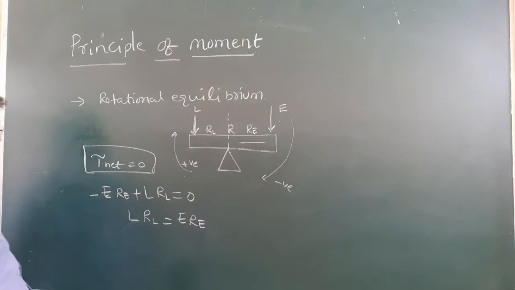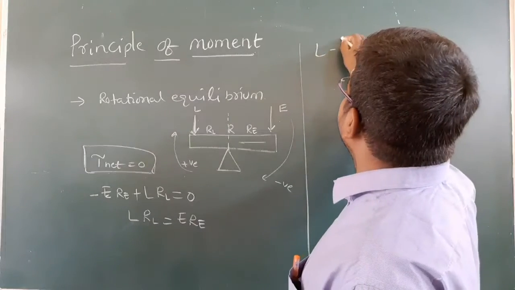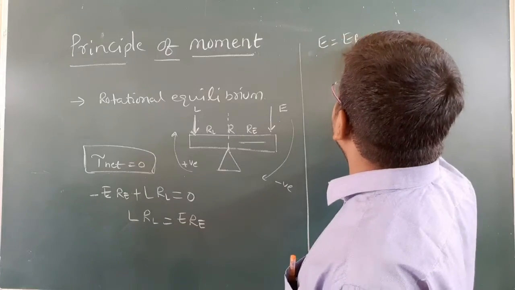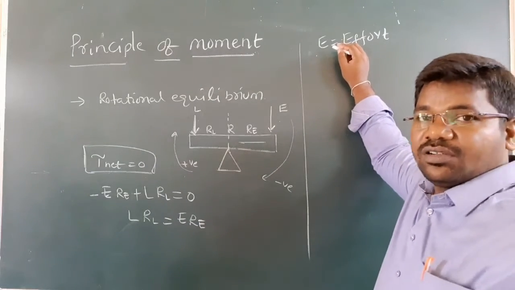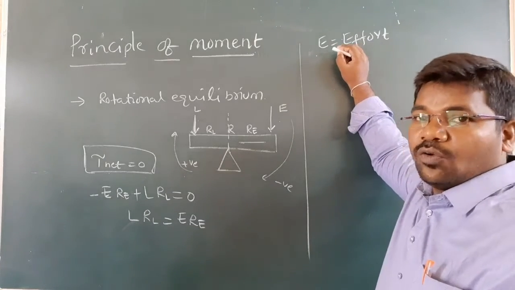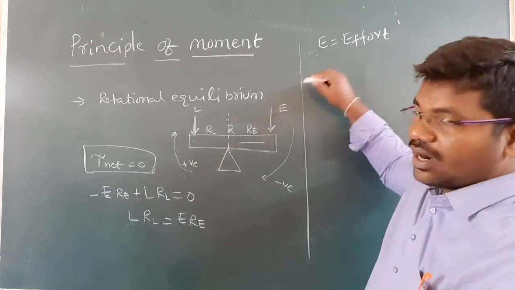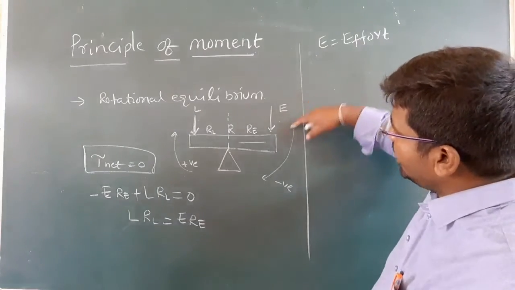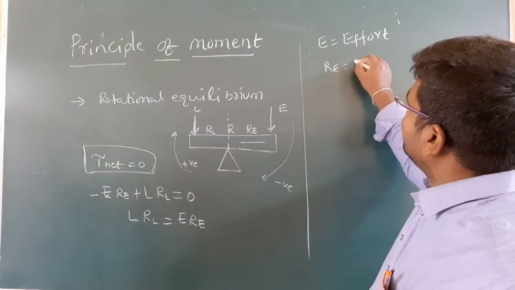So rearrange this, you can get L RL is equal to E RE. Here E means effort, my children. Effort means indirectly force. How we can define effort: how much amount of force a person applies on the body. So the force which is applied by the person, we can say effort.